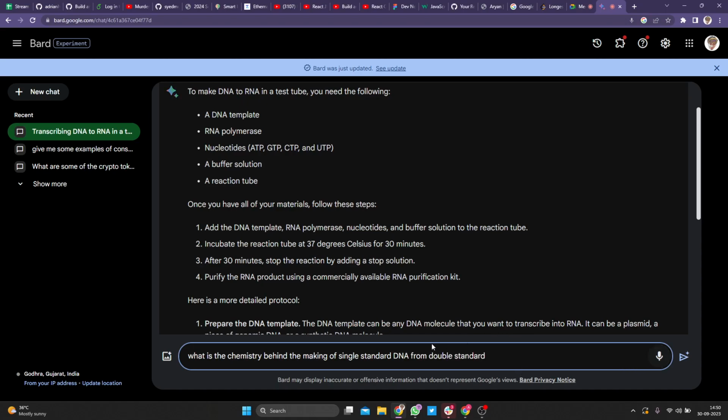Energy, right? Heating. Right. So you can heat the DNA and the hydrogen bonds will be broken. It becomes single stranded, isn't it?